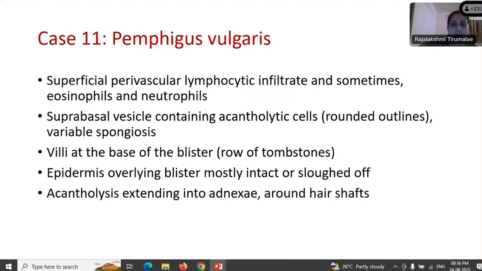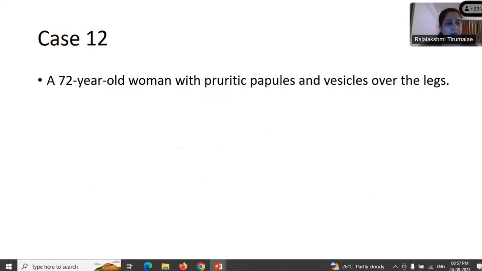Would you like to do something else? Immunofluorescence. Is it necessary in this case? It's pretty classical, isn't it? So do you want to do immunofluorescence in every case? No, ma'am. Not really necessary. Okay, we'll finish the next case and then talk about immunofluorescence.